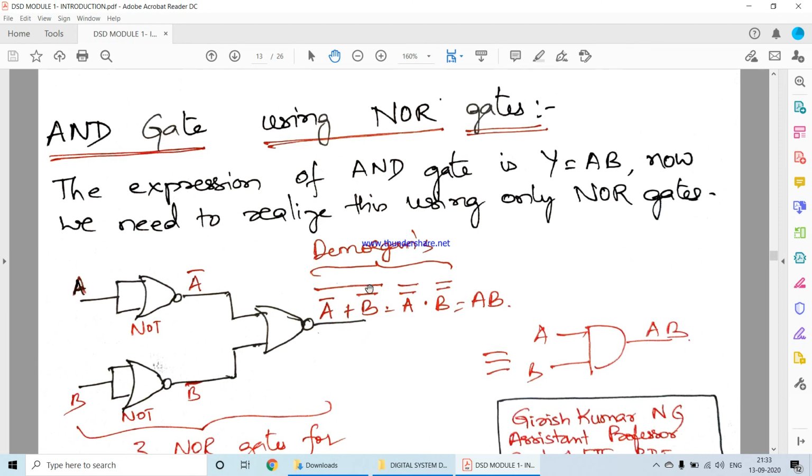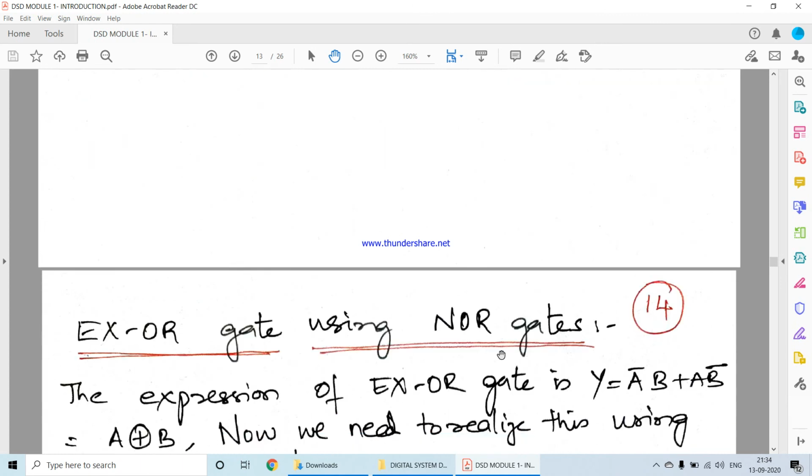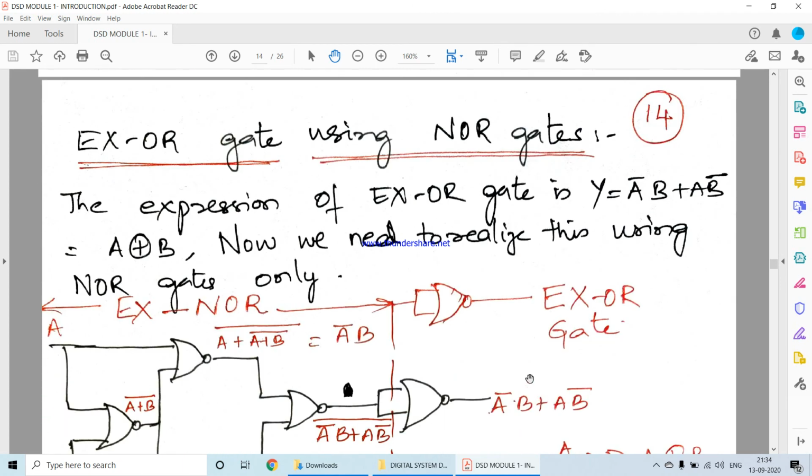Now according to De Morgan's theorem, A plus B the whole bar is A bar and B bar. Therefore A bar plus B bar the whole bar is A bar the whole bar and B bar the whole bar. So bar gets cancelled in both, so you will end up getting AB. This is how you realize AND gate using NOR gates. You need three NOR gates to get AND gate. Okay. Then XOR gate using NOR gate.